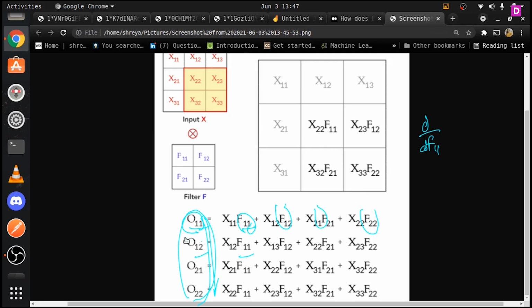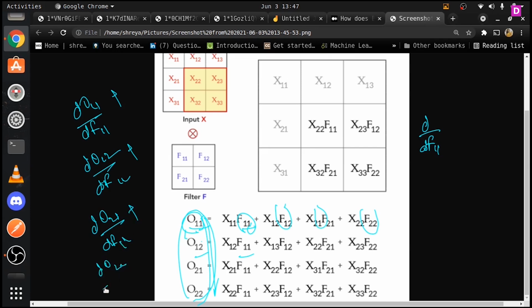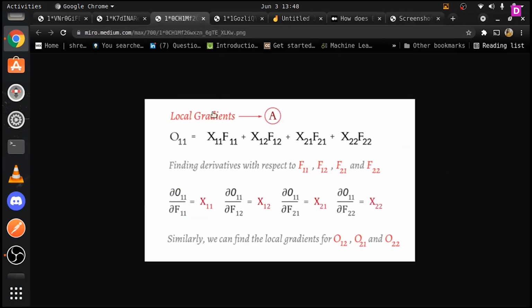What that basically means is you will first differentiate O11 with respect to dF11. Then you will differentiate O12 again with respect to dF11. Then you will differentiate O21 with respect to dF11, and finally O22 with respect to dF11. So you will be differentiating all these values for the same F11, and finally you will add the whole thing and you will get the final differentiation of O with respect to F11, right? And that is how you will update the value. Let us understand that in more detail.